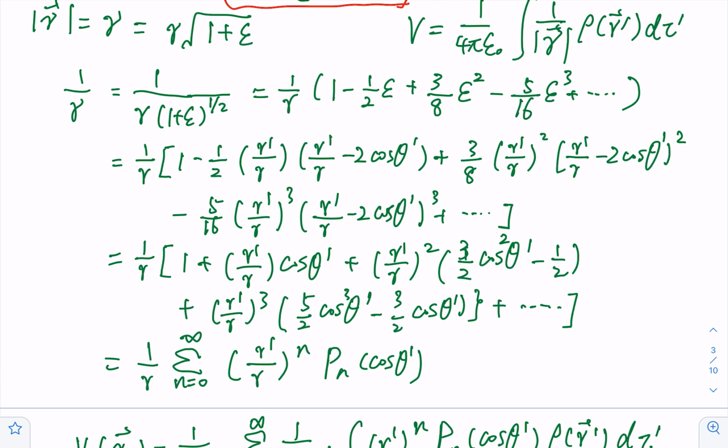So this means that if we expand this separation vector in terms of r prime over r, the expansion coefficient is actually P_l cosine theta, which is the Legendre polynomial. This means the 1 over separation vector is actually a generating function of the Legendre polynomials, and mathematically speaking, we can also derive the Legendre polynomials equivalently from this generating function.